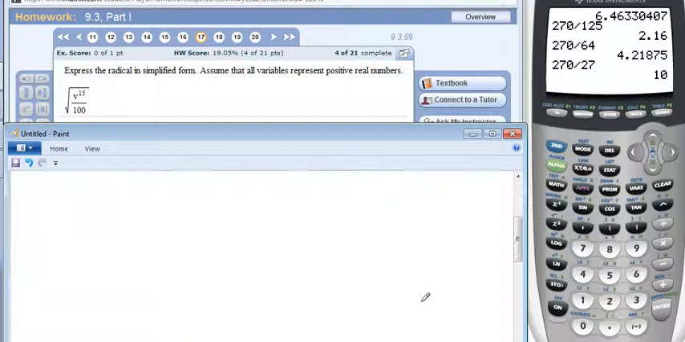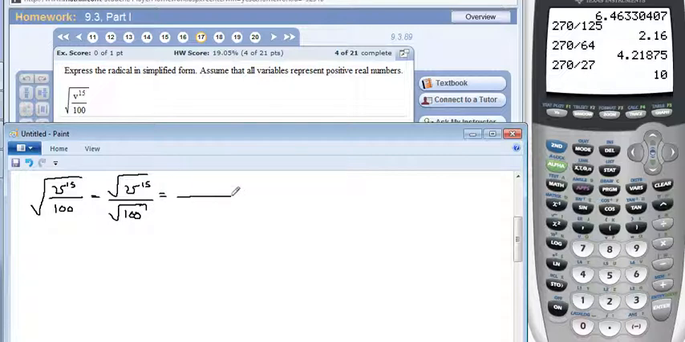Well, let's do that one, huh? That one looks a little different. Not much. So I've got v to the 15th over 100. My instinct is just to split right away. That's what I would do.